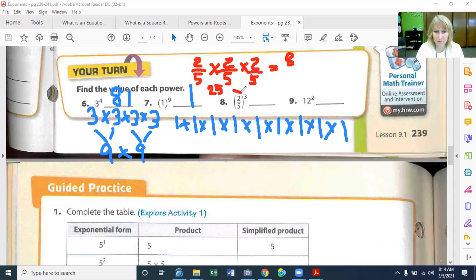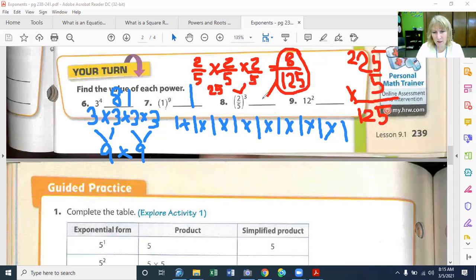25 times another 5. You may not know that off the top of your head. So how could you do that? Well, you would do 25 times the last 5. So you're going to have to do the work. 5 times 5 is 25. I put down the 5 and I carry the 2. 2 times 5 is 10 plus 2 is 12. So that one on the bottom would be 125. So the answer to that problem is 8 over 125.